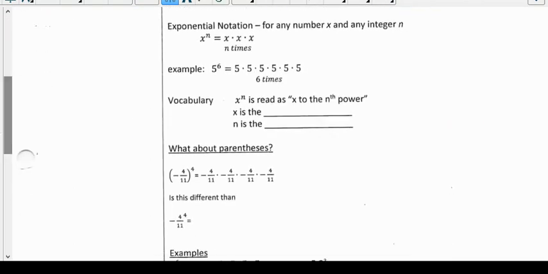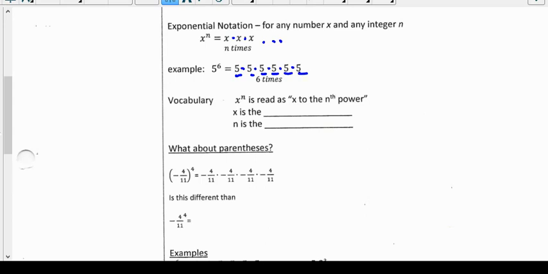Okay. So exponential notation for any number x, okay, and any integer, and that's for this year. You'll learn about fractions next year, n. We would say x to the n power. And all that means is take x, multiply it by itself n times. So we don't know what n is. It could be any number of times, right? So our example is 5 to the 6th power means take 5, multiply it by itself, the same number over and over. 1, 2, 3, 4, 5, 6 times.